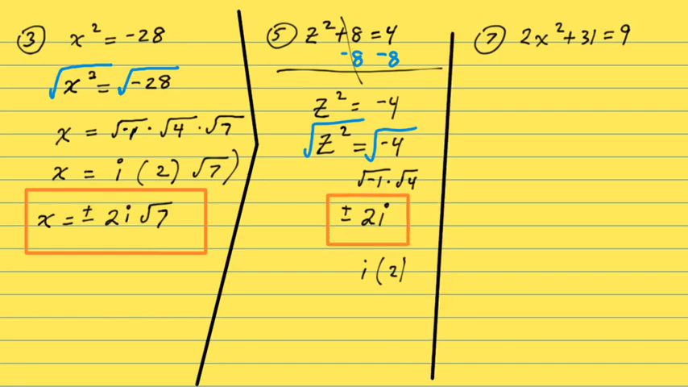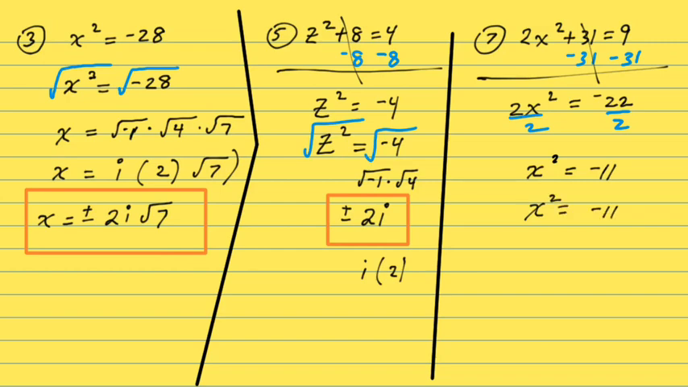Number 7, opposite of adding 31, subtract 31. That makes 2x squared plus 0 equal negative, what would this be? So I think if I subtract, it is negative 22. Opposite of multiplying by 2 would be to divide by 2. That would give me x squared equals negative 11. When you take the square root of a negative, just put the i outside. That's all you got to do. So this is going to be plus or minus i with the square root of 11.